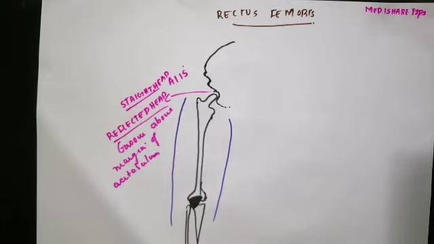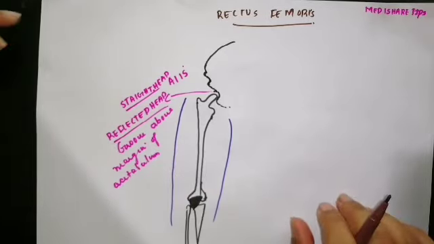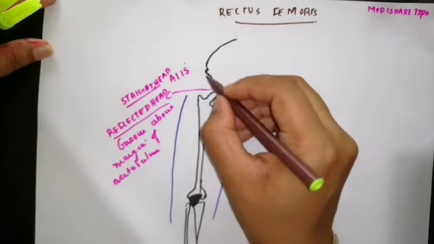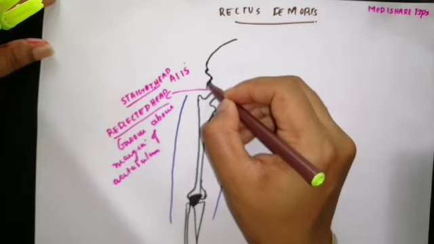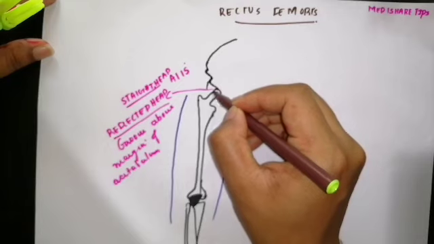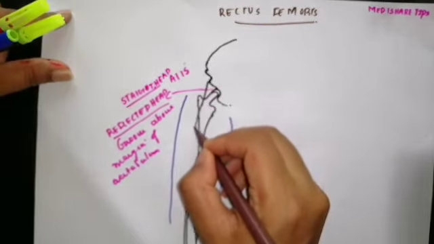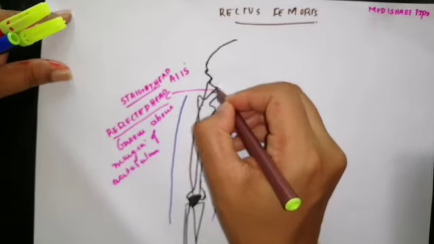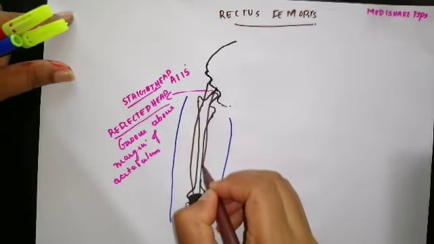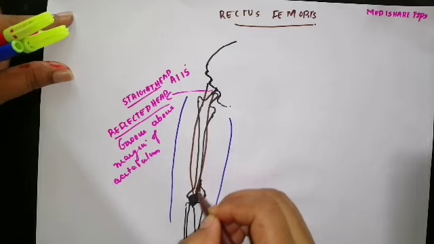Now the muscle, originating from the anterior inferior iliac spine and the groove above the margin of the acetabulum, is a fusiform muscle. The fusiform muscle gets inserted into the base of the patella.